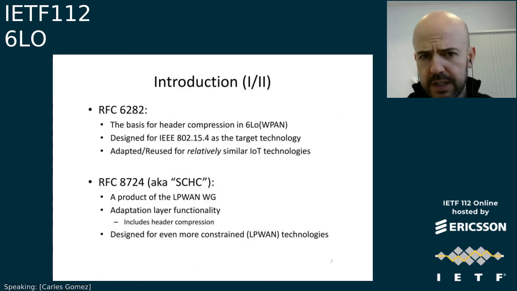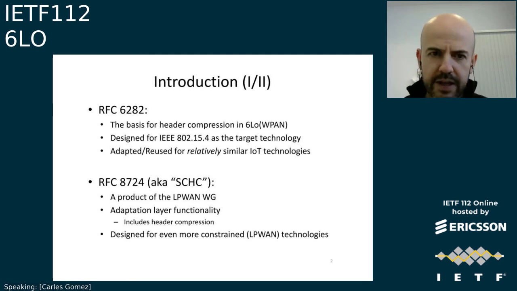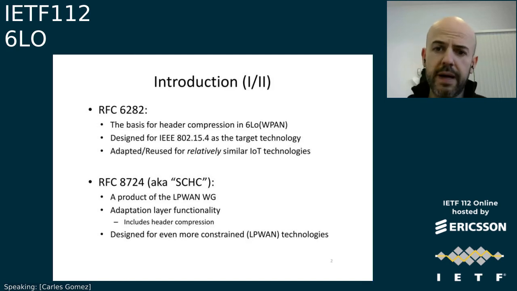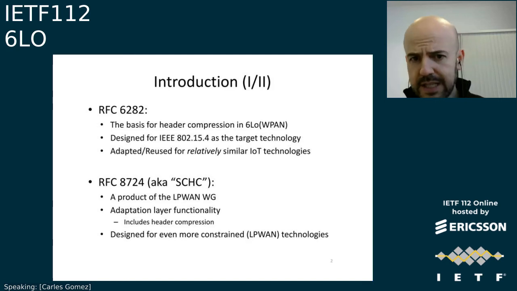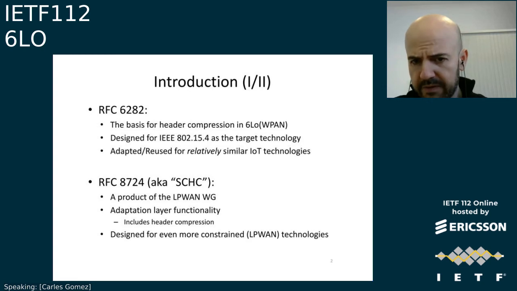So first of all, as a quick reminder of the motivation for this draft, as the working group knows, RFC 6282 has been the basis for header compression in 6LoWPAN and also in 6LO. It was designed for 15.4 as the target technology below IPv6, and it has been adapted or reused several times for relatively similar IoT technologies for which IPv6 support has been enabled.